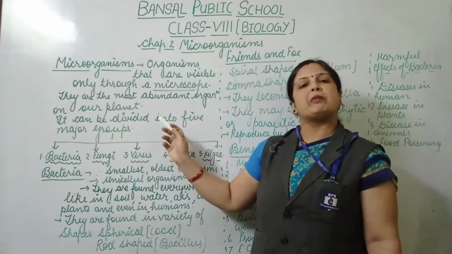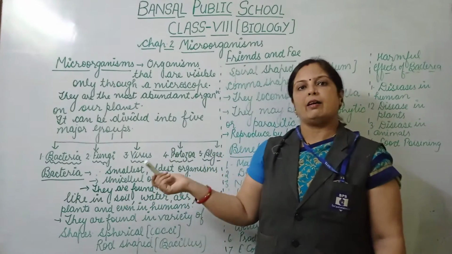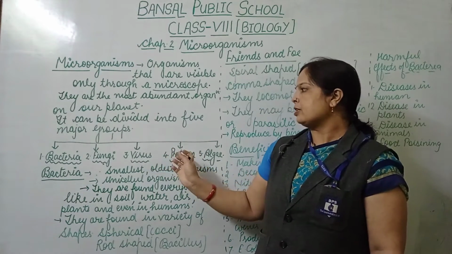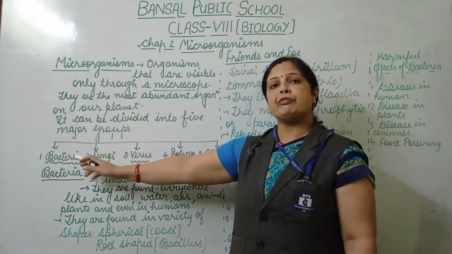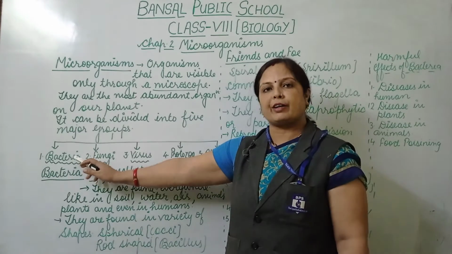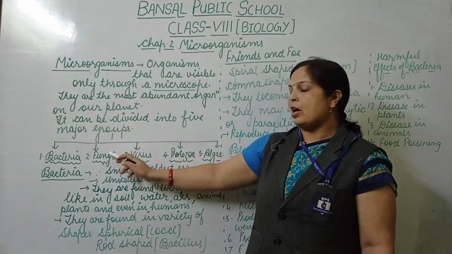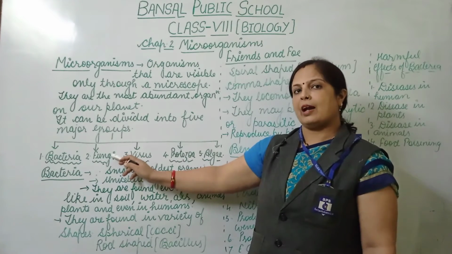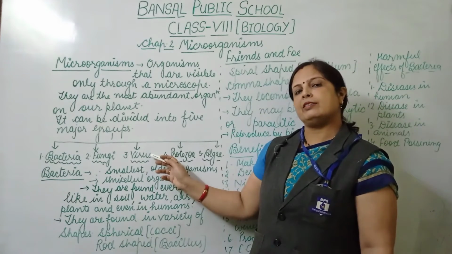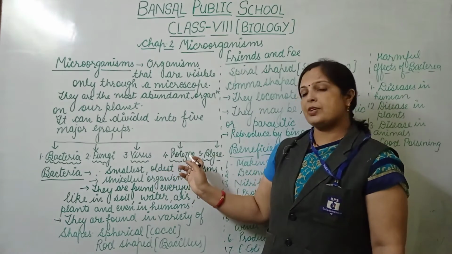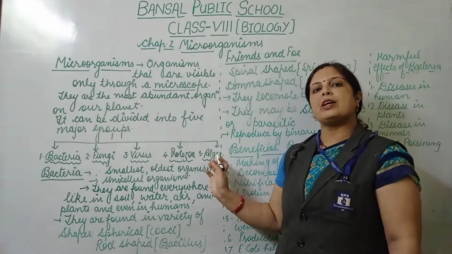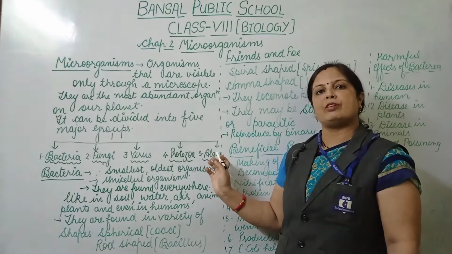Microorganisms can be divided into five major groups: one is bacteria, second is virus, third is protozoa, fourth is algae, and fifth is fungi. Clear? The branch of science which deals with the study of bacteria is known as bacteriology, whereas the study of fungi is known as mycology. The study of virus is known as virology. The study of protozoa is known as protozoology. And the study of algae is known as phycology.